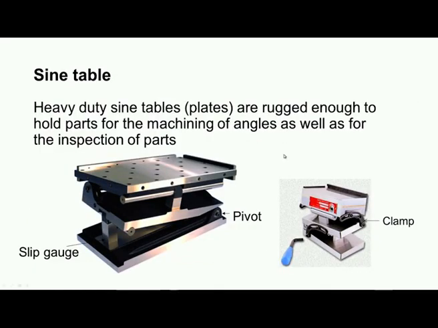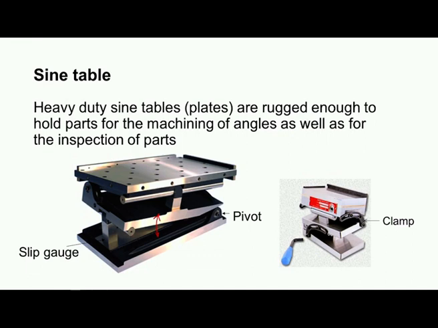Now, another variation of Sine Center you can see here. This is called the sine table. So, this is the base of the sine table, and you can see the table can be tilted. You can see the pivot here. A roller is fixed to the sine table, and between the roller and the top surface of the base, we have to insert the slip gauge.